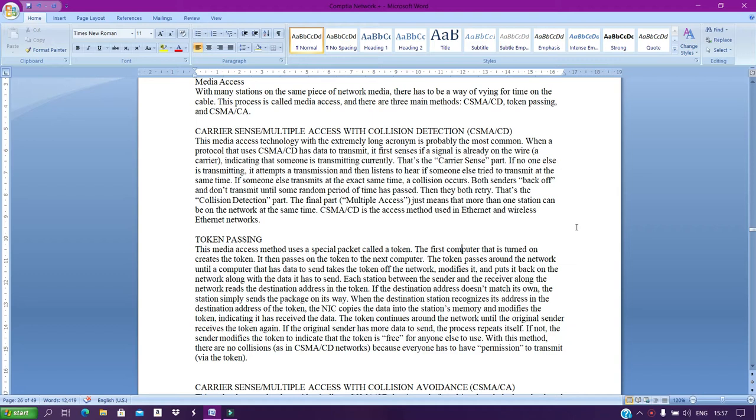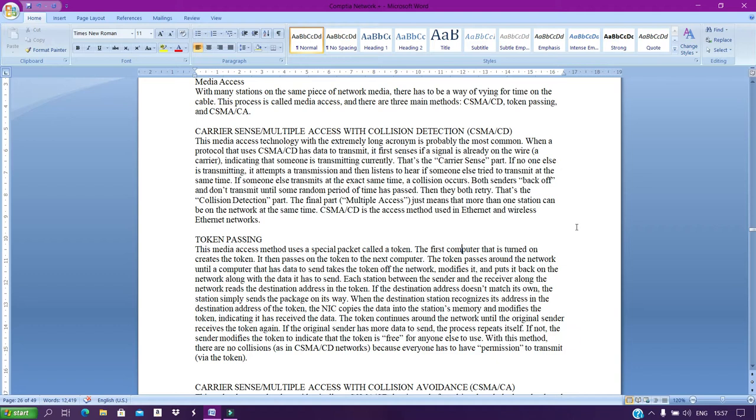Carrier sense multiple access with collision detection, CSMA-CD. This media access technology with the extremely long acronym is probably the most common. When a protocol that uses CSMA-CD has data to transmit, it first senses if a signal is already on the wire, a carrier, indicating that someone is transmitting currently. That's the carrier sense part.